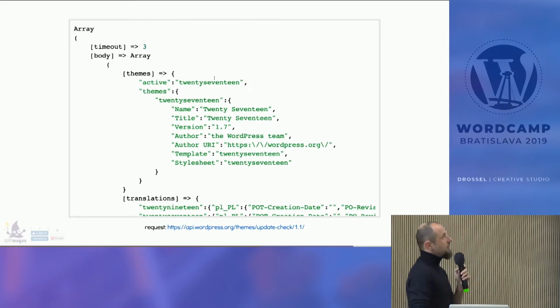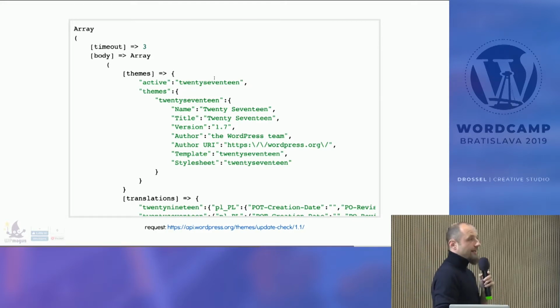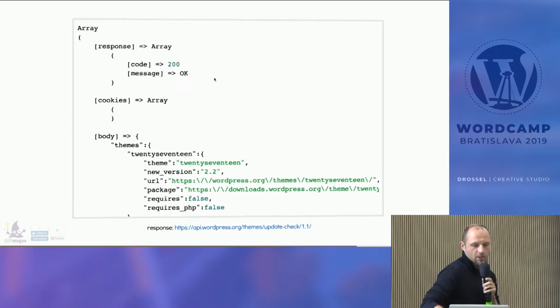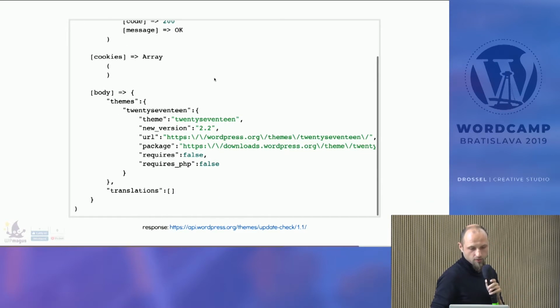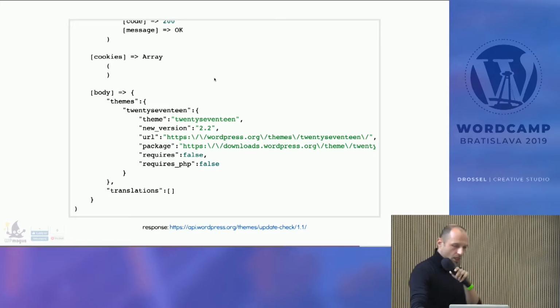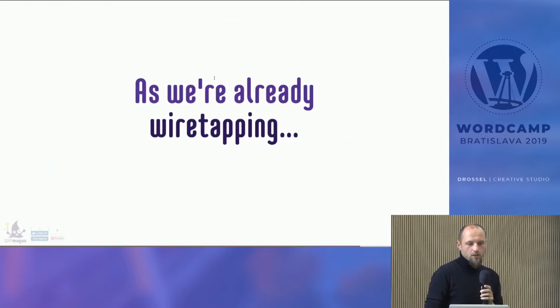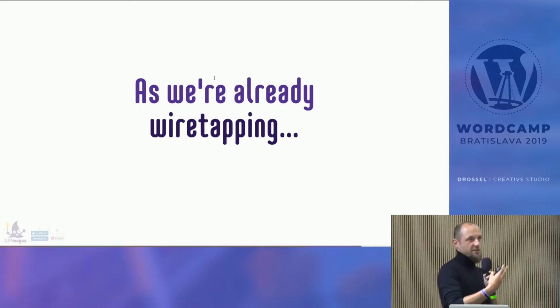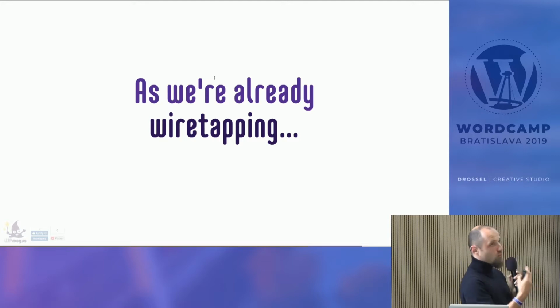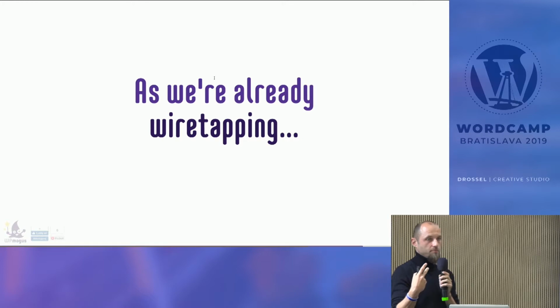Again, themes, almost the same case. So there's an array with themes, 2017, 2019, active is 2017. And again, the response, theme 2017, there's a new version, and so on. So, okay, this was the part where we were checking how WordPress checks the new versions and what data is sent and what data is gotten from the server.